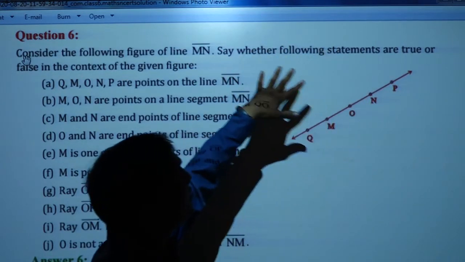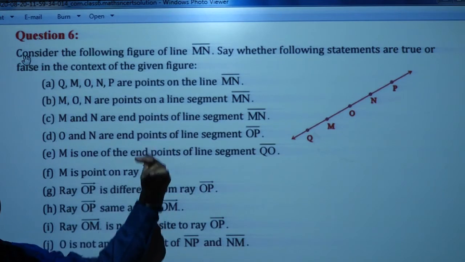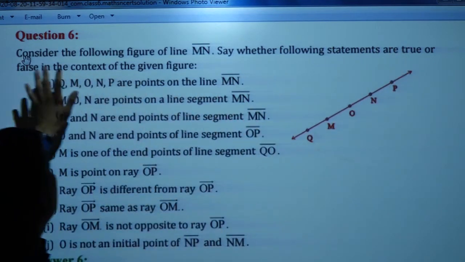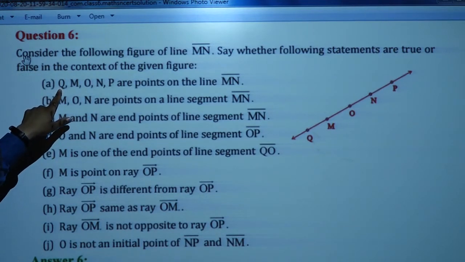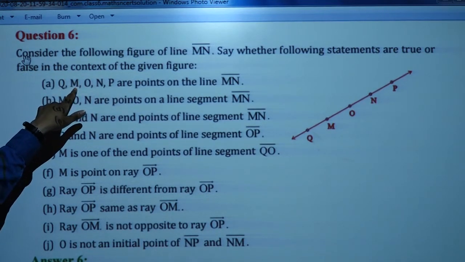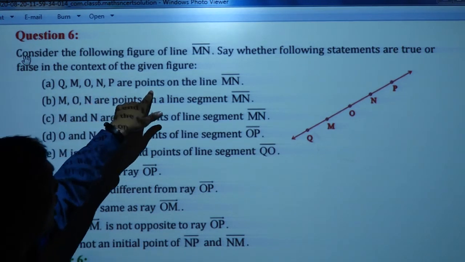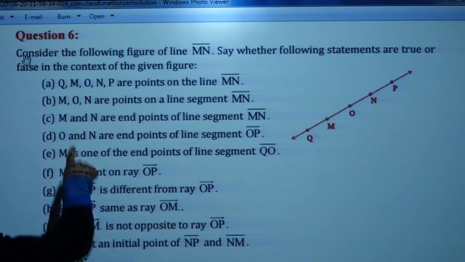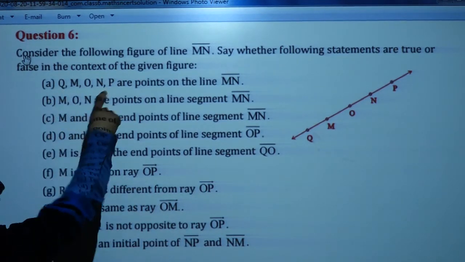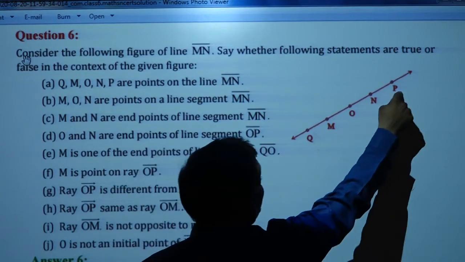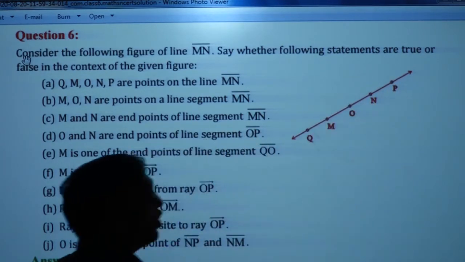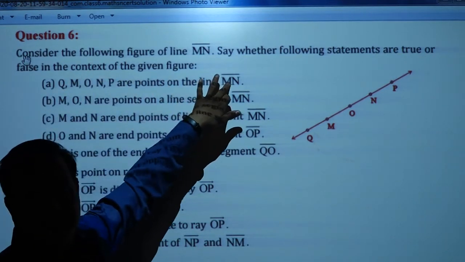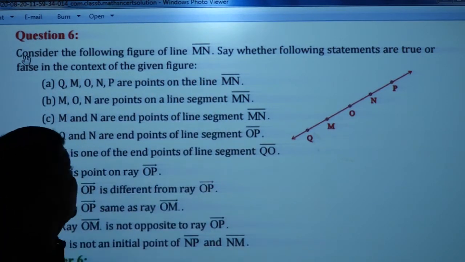On this line, some points are there. Those points are shown in the questions, and you say whether each statement is true or false. Now the first question: Q, M, O, N, P are points on the line MN. If you see line MN, all these points Q, M, O, N, P are on that line. True or false? It is true, because all these points are on this line. That is true.